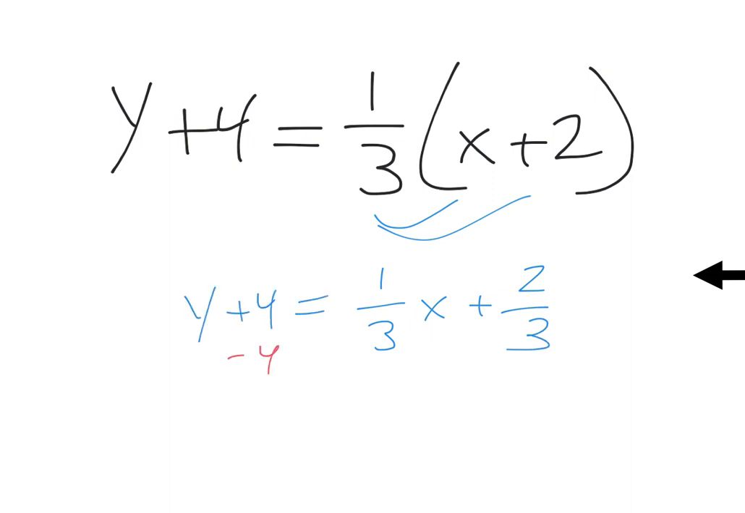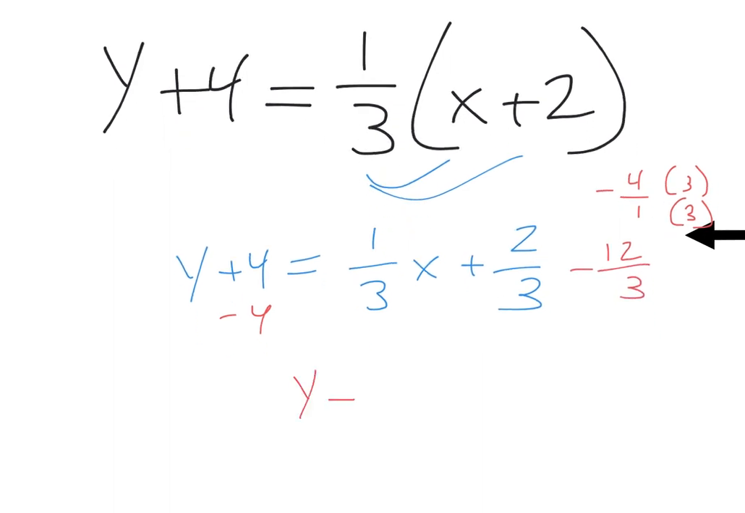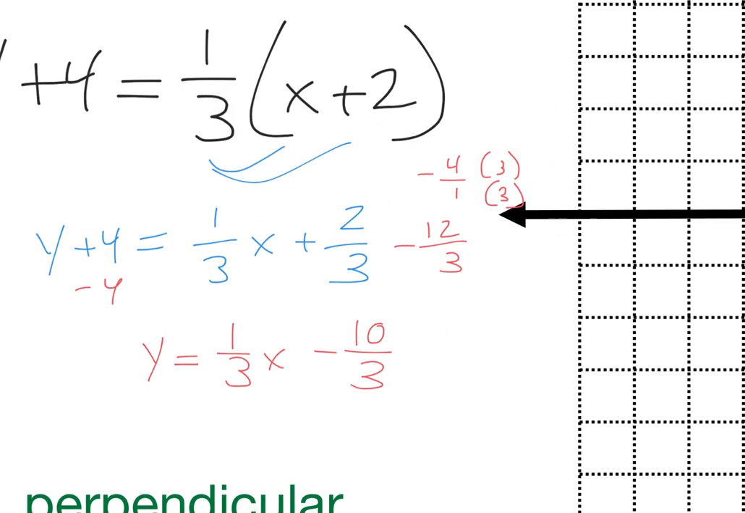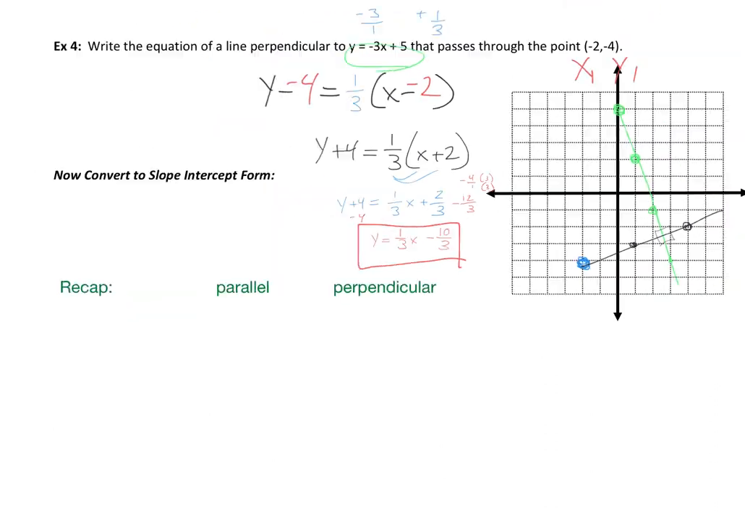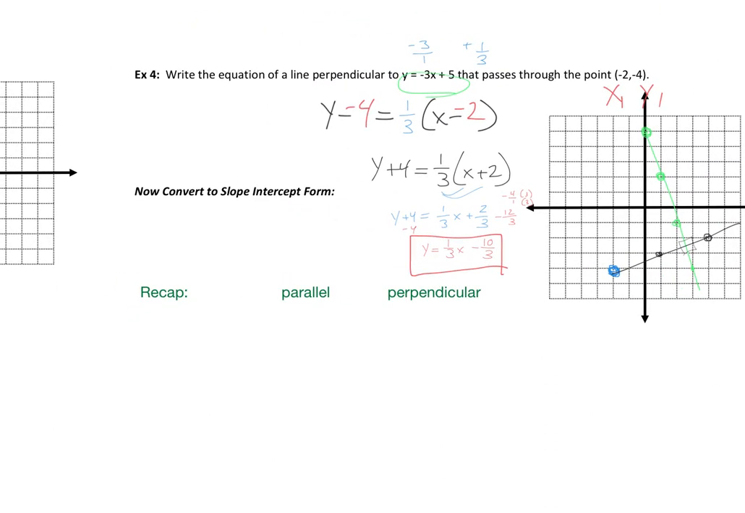So here I would need to subtract 4 from both sides, but instead of calling it 4 over 1, I need a denominator of 3. So I'll multiply both by 3 to get that. And we get y is equal to 1/3 x minus 10 over 3. Let's check that with our picture. Does it look like we cross at about -3 1/3? Yep. So there's that equation in y equals mx plus b. So very similar to the parallel lesson, except this time, instead of the slopes being the same, they are opposite reciprocal. And we're going to cover that in the recap.